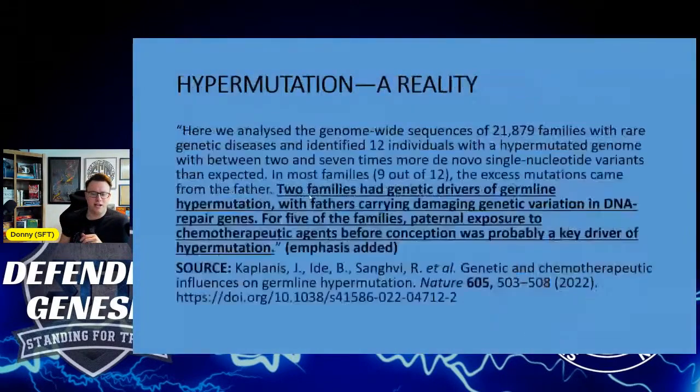Okay, so let's move on here. And so as you can see here, hypermutation, a reality. 2 families had genetic drivers of germline hypermutation. This is today. This is empirical data. This is from the secular literature. This is 2022. With fathers carrying damaging genetic variation in DNA repair genes.